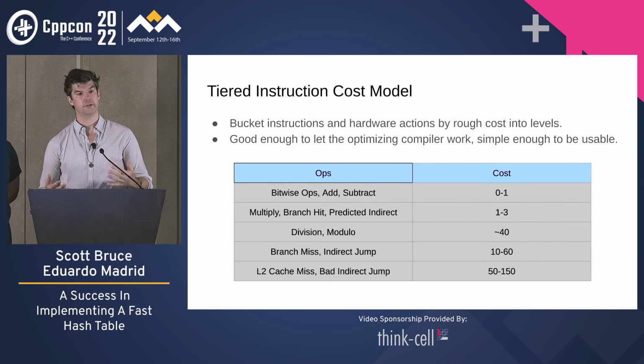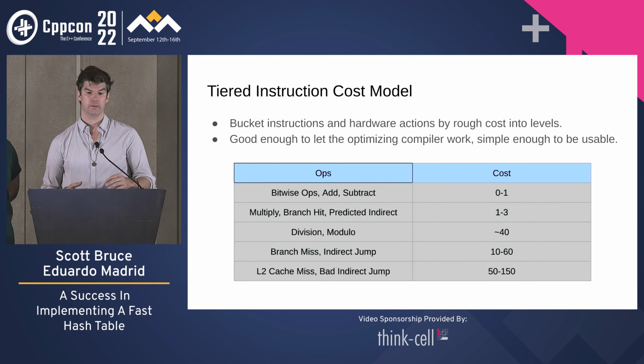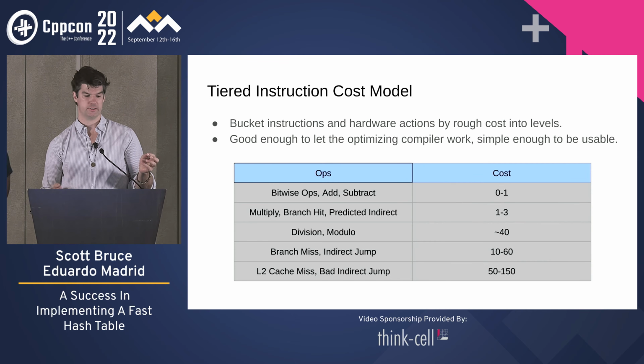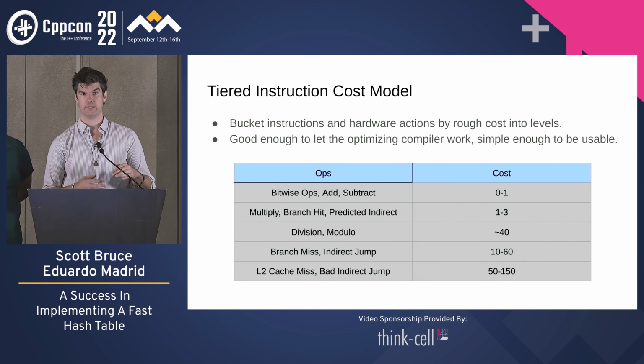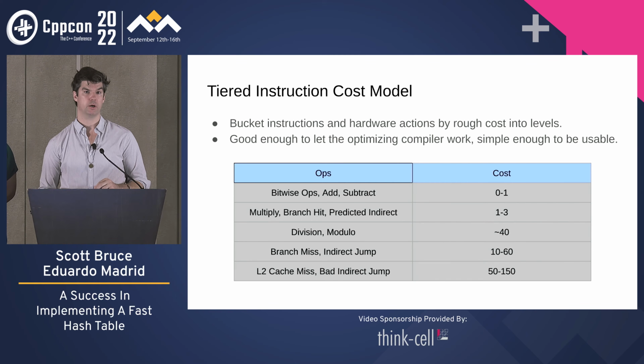So we use more of a tiered instruction cost model when we're thinking about how fast our code is likely to be when we run it. There's a tier of operations that are free or nearly free. Bitwise operations often get stacked together in the execution units and end up costing less than 1 instruction per. Additions and subtractions usually cost about 1 instruction per. Multiplies, branch hits, predicted indirect branches, those cost 1 to 3. Divisions and modulos, because a modulo is just a division, cost 40, which is insane.